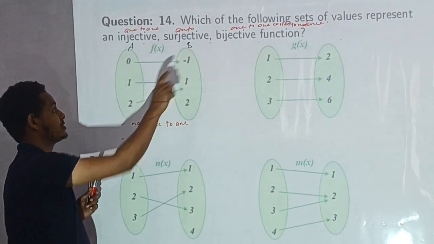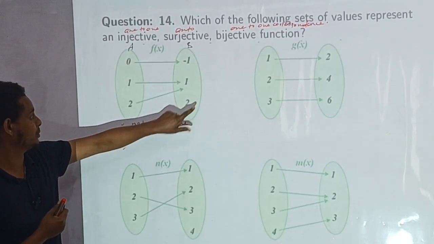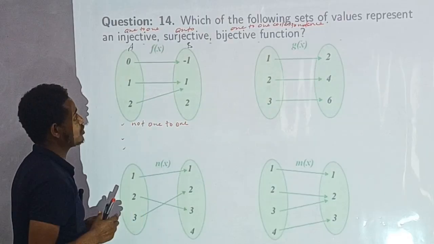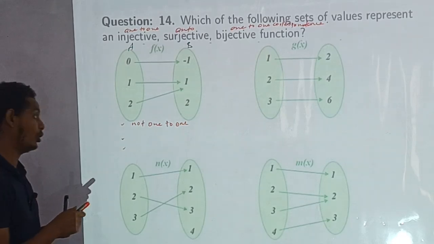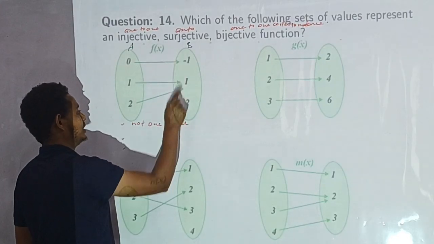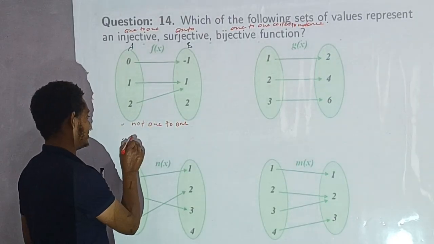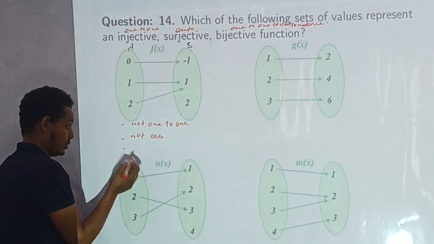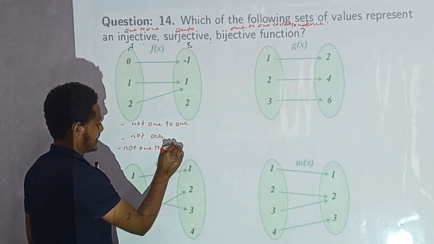The range of this function must be exactly B for it to be onto. Here B is -1, 1, and 2, but the range is only -1 and 1. So the range of the function is different from B. Because of that, this function is not onto, meaning not every value in B has a preimage in the domain. For example, 2 has no preimage, but it should have one. So if it's not one-to-one and it's not onto, then it's not a one-to-one correspondence function.